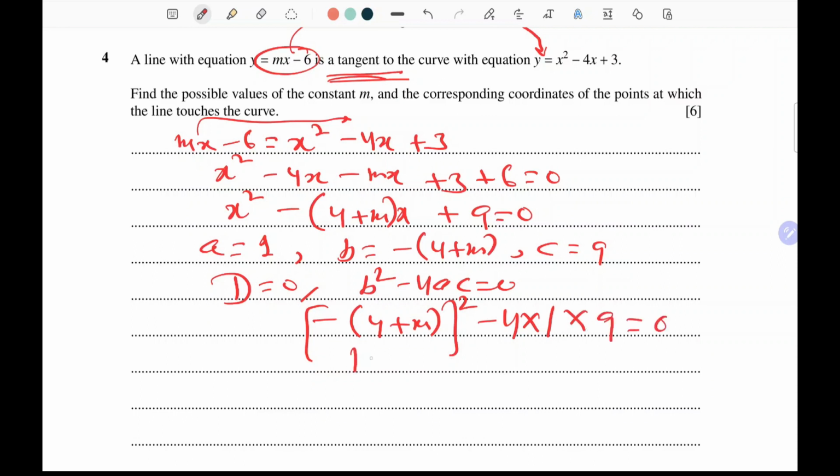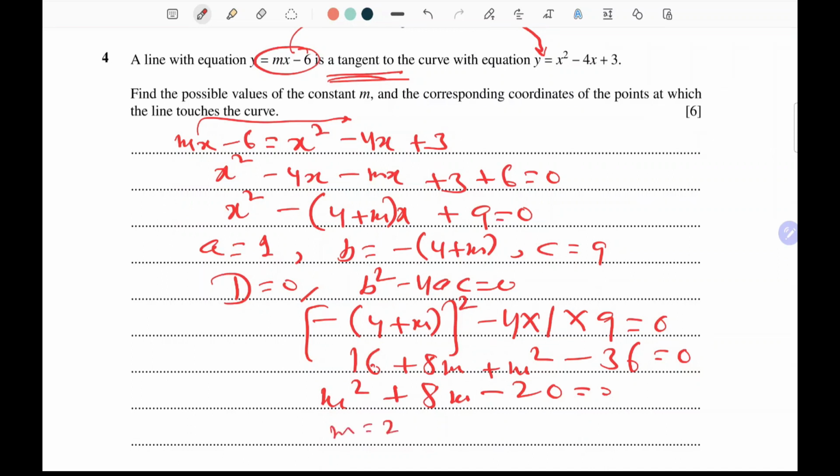Now you can expand that. So this is 16 plus 8m plus m square, and minus 36 equals 0. So what we got? m square plus 8m, and 16 minus 36, that's minus 20. Then again, we have to put coefficients as 1, then 8, then minus 20. So how much did I get? m equals 2.